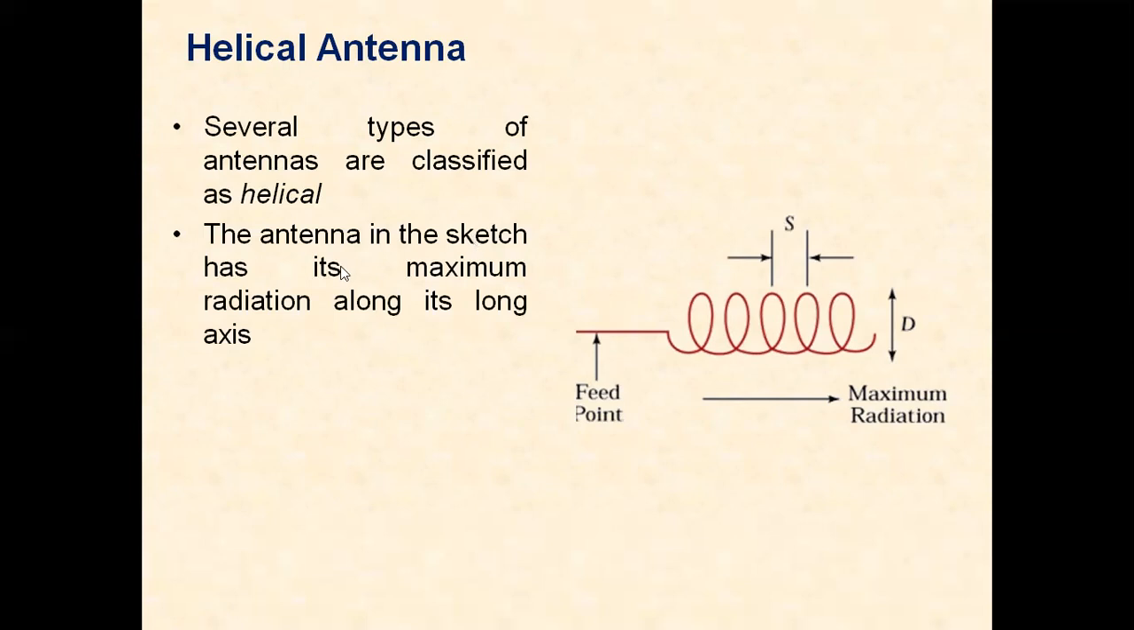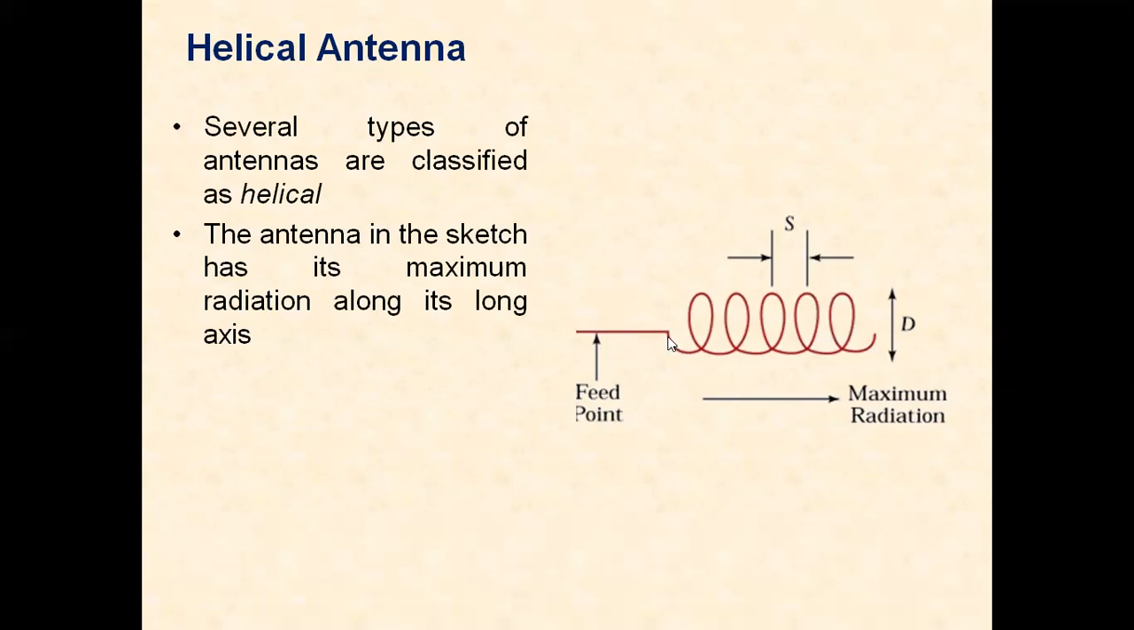The antenna in the sketch has its maximum radiation along its axis. So this is a feed point. We have a coil turned in the form of a helix. D is the diameter of the coil and S is the spacing between the coils. And this is the feed point. When we apply a signal from the feed point, the signal will go here and convert into RF energy.